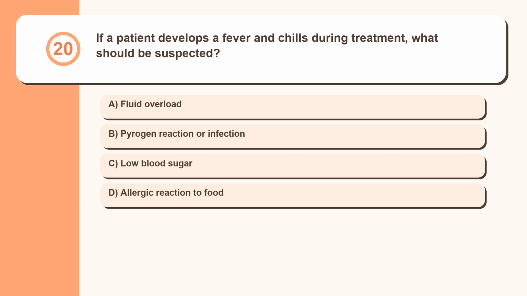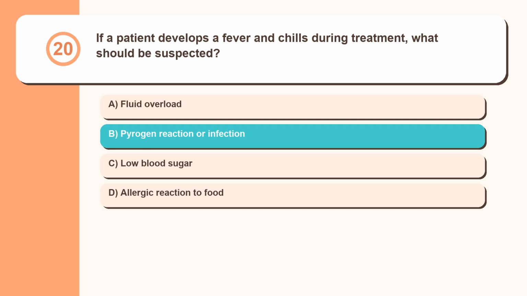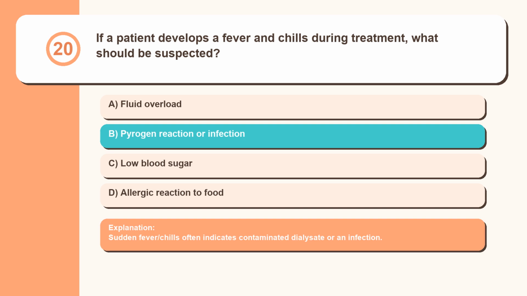Question 20. If a patient develops a fever and chills during treatment, what should be suspected? Fluid overload, pyrogen reaction or infection, low blood sugar, allergic reaction to food. Sudden fever and chills often indicates contaminated dialysate or an infection.